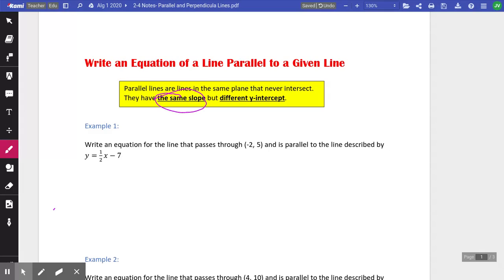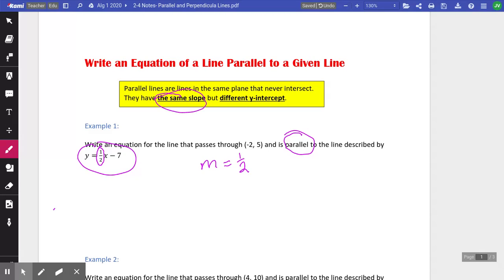Write an equation for the line that passes through -2 and 5 and is parallel to the line described by y equals 1/2 x minus 7. So the key word is parallel to this line right here. Since I know they are parallel, then I know that they have the same slope. So I'm going to take this 1/2 and use that as the slope of the line I'm trying to write the equation for. Now I have all I need.